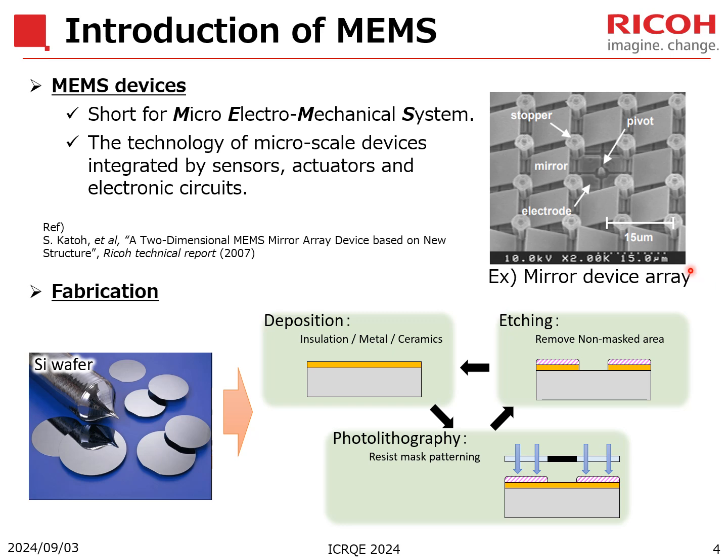Generally, the MEMS devices are fabricated by 3 steps. So deposition, photolithography, and etching. So in deposition process, micro-thin film is deposited on wafer. So in this step, various materials are used. So for example, metal, insulated, or ceramics. So next, resist mask are patterned on deposited film by photolithography. So in etching processes, removing non-masked area using plasma or chemical agent. So repeating these processes, various devices are fabricated.